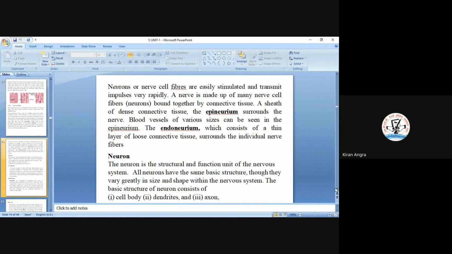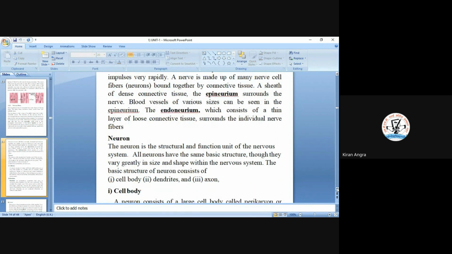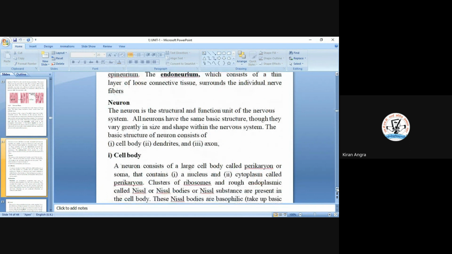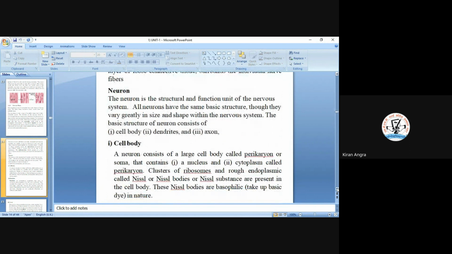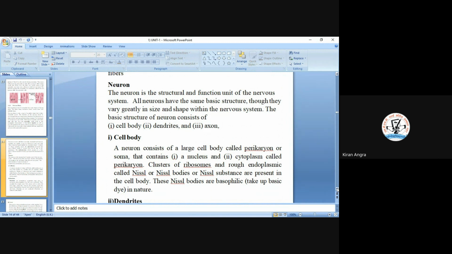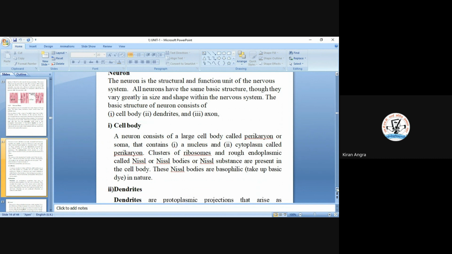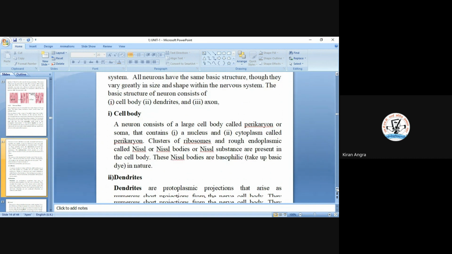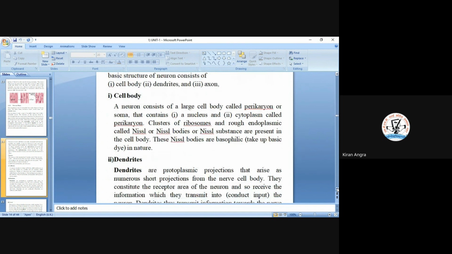But if you talk about the neuron, I've told you that the basic thing which composes the nervous system is the neuron, which is the basic fundamental unit of any nervous system. All neurons have the same basic structure, although they can vary in size and shape within the nervous system. The basic structure of the neuron consists of first the cell body, then dendrites, and then the axon. This is the basic structure of any neuron.